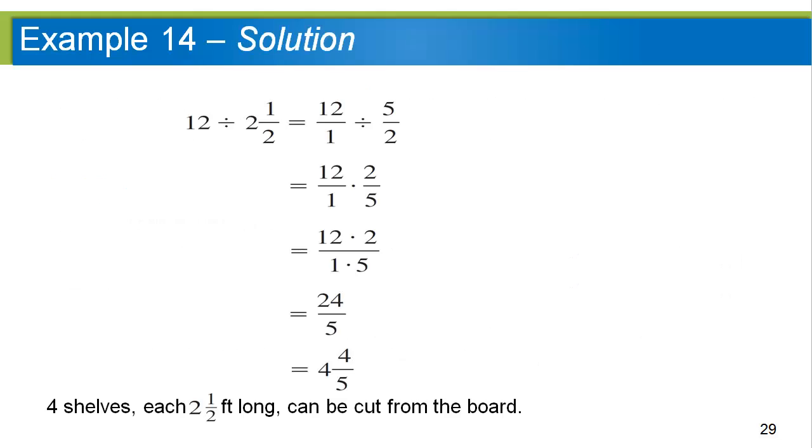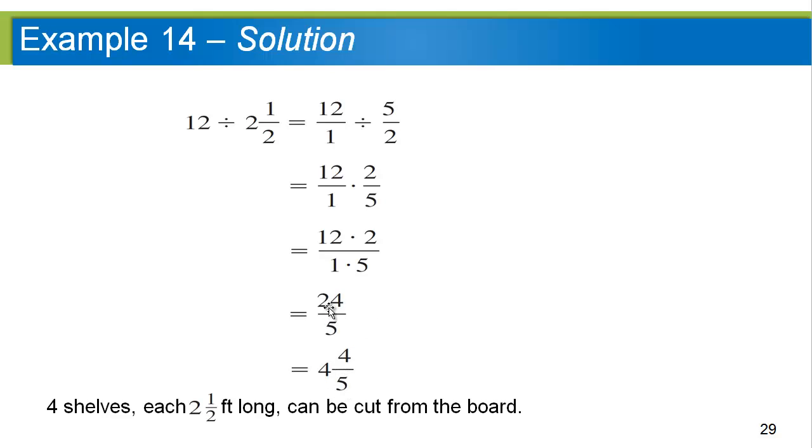Okay, so if we're trying to figure out how many 2.5 foot long shelves we could make, we have to take 12 and divide it by 2.5, which means we have to turn 12 into 12 over 1. We have to turn 2.5 into 5 halves, right? 2 times 2 is 4. 4 plus 1 is 5. 5 halves. Division becomes multiplication by the reciprocal. This gives us 24 over 5. 24 over 5 becomes 4 4/5 if we do the math, right?